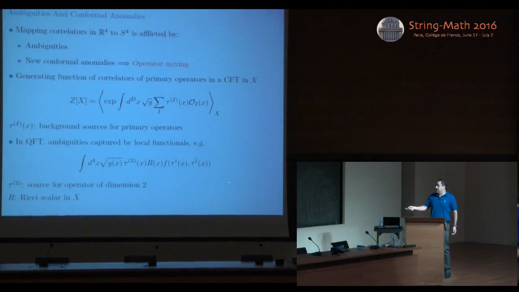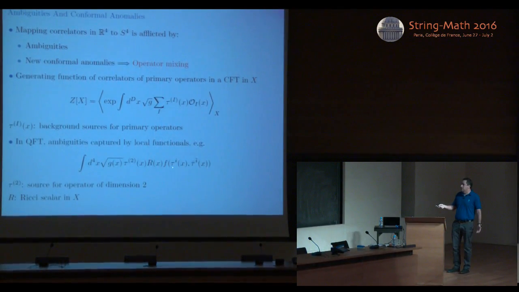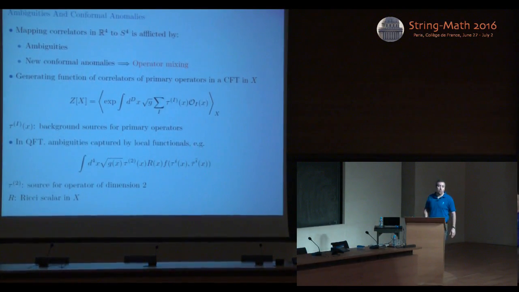So I can write down this marginal local functional constructed out of the coupling to the dimension 2 operator, the Ricci scalar on that manifold, which has dimension 2, and an arbitrary function of the moduli. Remember that tau and tau bar are the coupling constants that couple to the exactly marginal operator. So this is a perfectly good local counterterm that I can add to my theory. And it's an ambiguity.